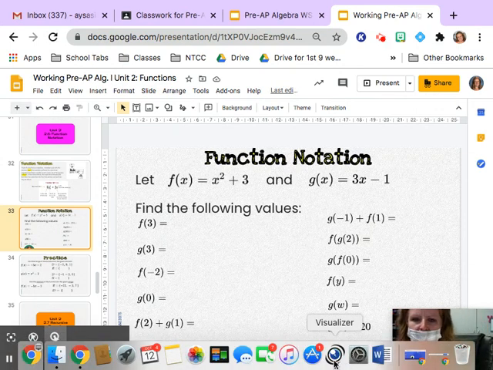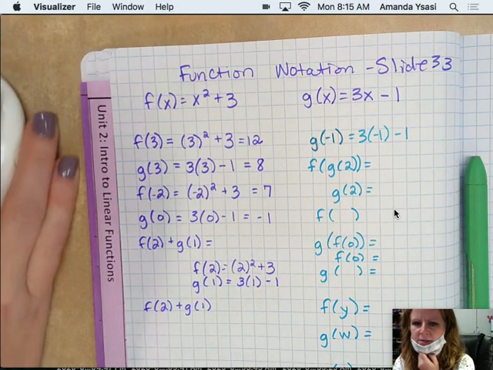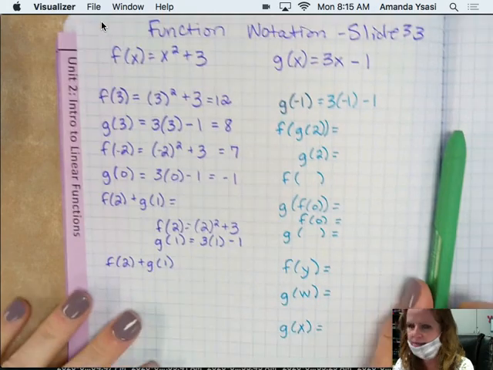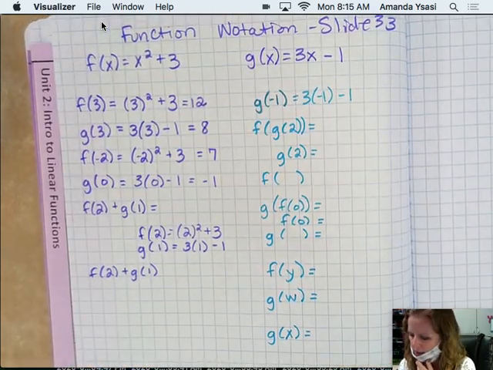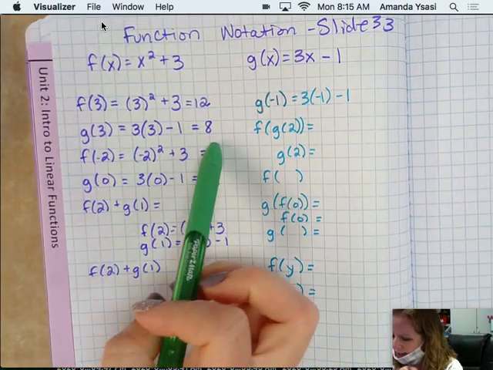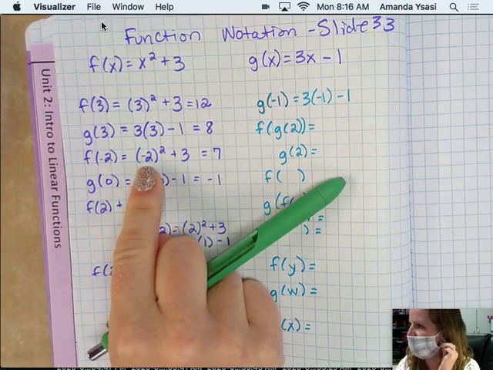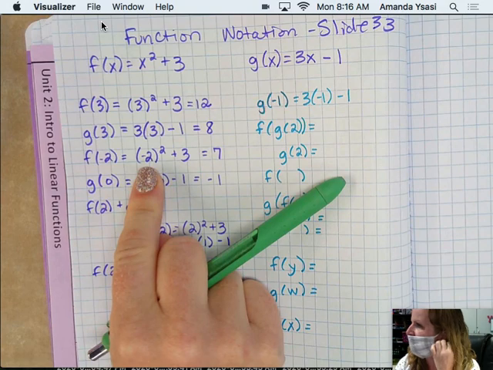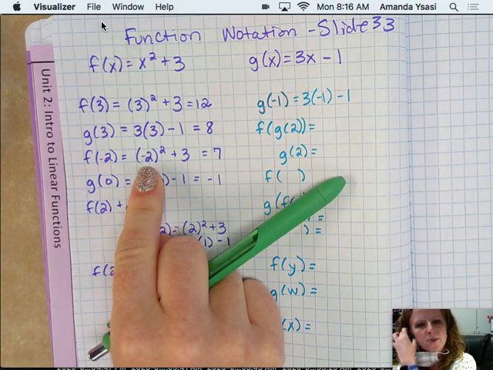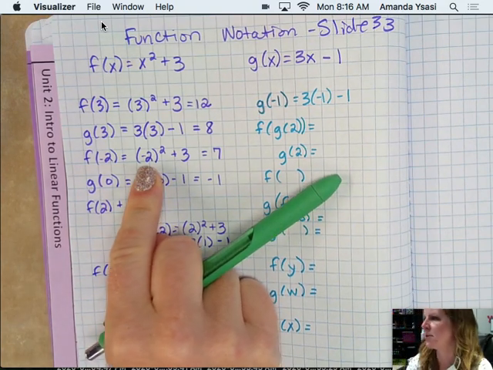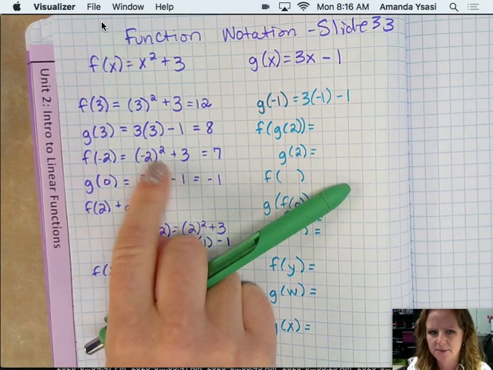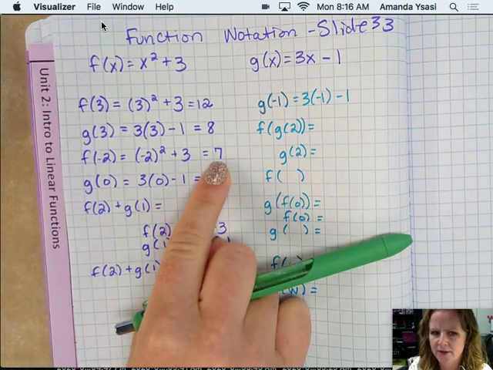Okay, so you should be about done with this slide. You probably have a few questions. So let's look. Here are a few of them. So g of 3 is 8, f of negative 2. Make sure you put this in parentheses. If you don't, then that'll change your answer. So that's why I said every time you're plugging it into the machine, keep it in parentheses. Okay, so then that one is 7.